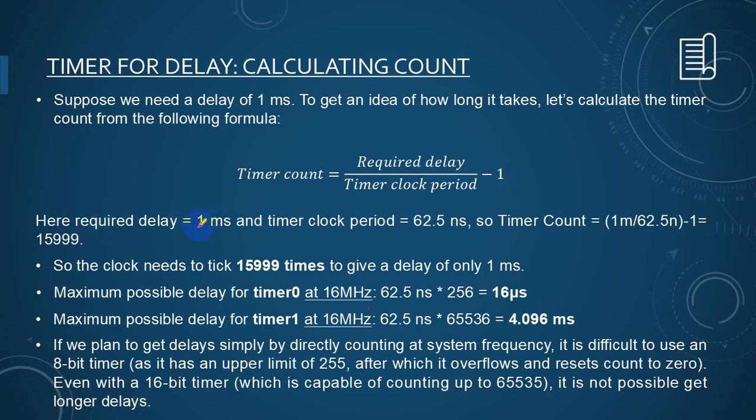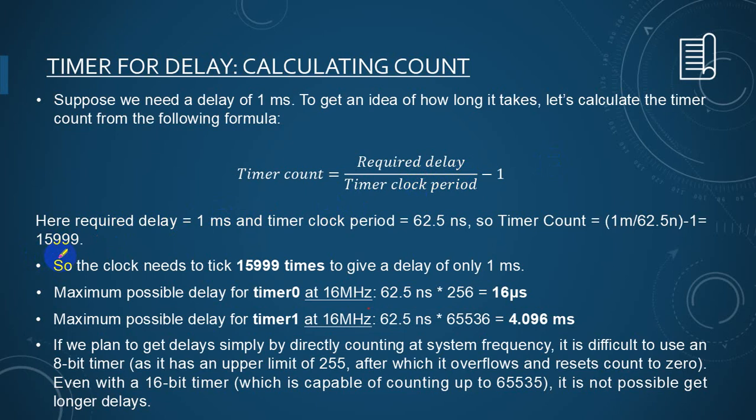So here the required delay is 1 millisecond and the timer clock period is 62.5 nanoseconds. So timer count is the required delay, 1 millisecond, divided by 62.5 nanoseconds, minus 1. And if you do the calculation, it becomes 15,999.